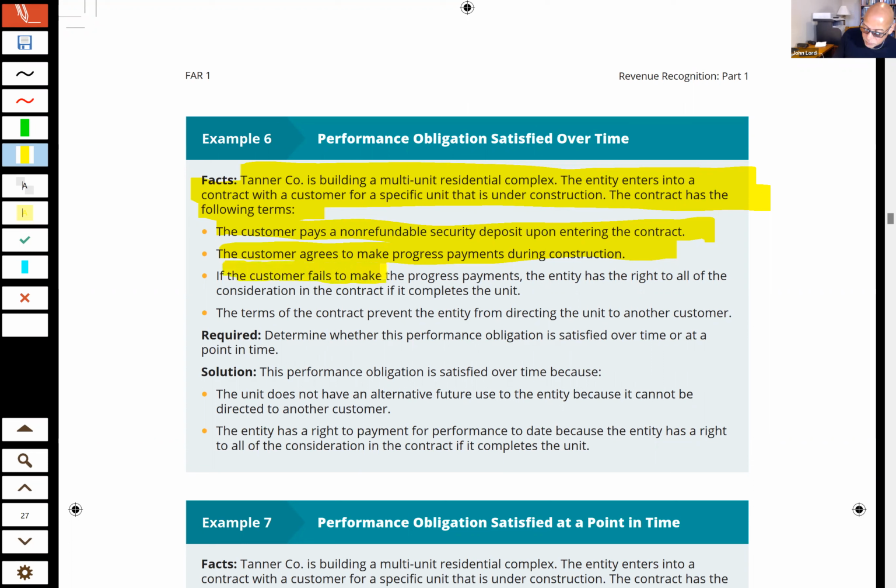If the customer fails to make progressive payments, the entity has a right to all the consideration in the contract if it completes the unit. And the terms of the contract prevent the entity from directing the unit to another customer. If you see that in a question, that is probably one of the more telling things that tells you what is going to be recognized over time. Okay. Now you come over, and so it's satisfied over time, and I'm kind of giving the reasons there.